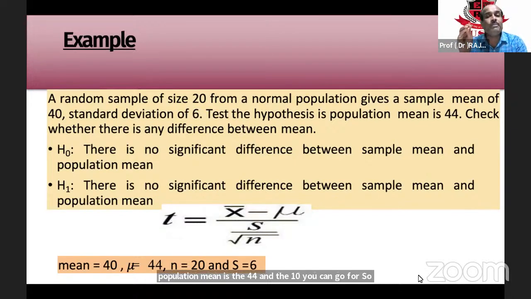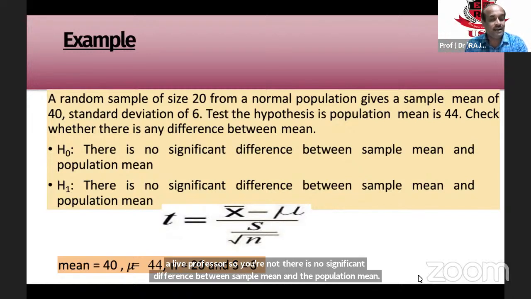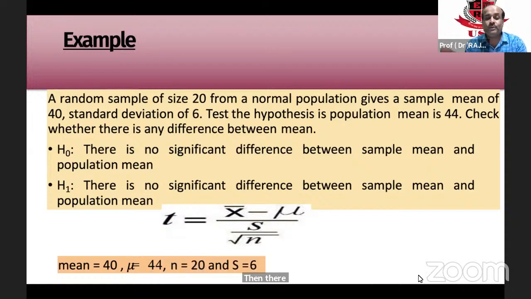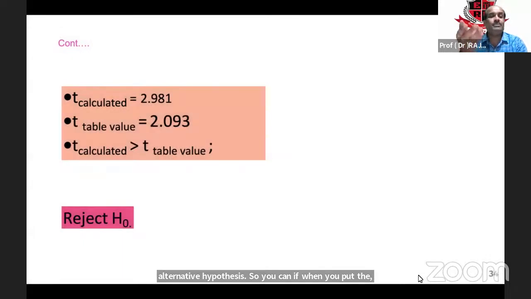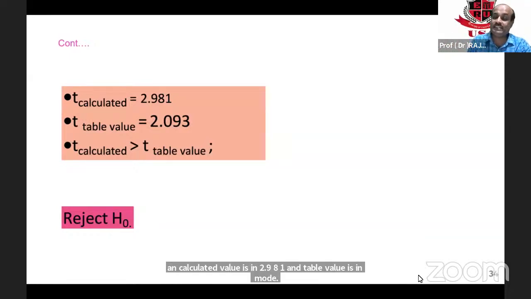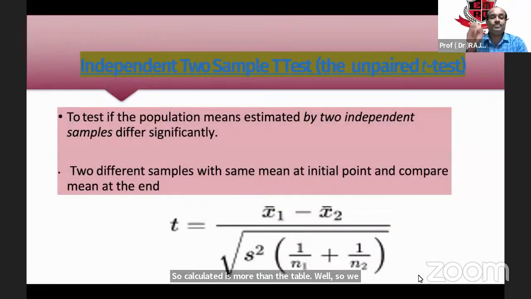So you have to frame first the null hypothesis as well as an alternative hypothesis. Wherever you are testing, you have to frame a null hypothesis. So H0: there is no significant difference between the sample mean and the population mean. Then the alternative hypothesis: there is a significant difference. When you put it in, t equals: the mean is 40, mu is 44, n is 20, and the standard deviation is 6. The calculated value is 2.981 and the table value is less. So the calculated value is more than the table value, and we reject H0, the null hypothesis.